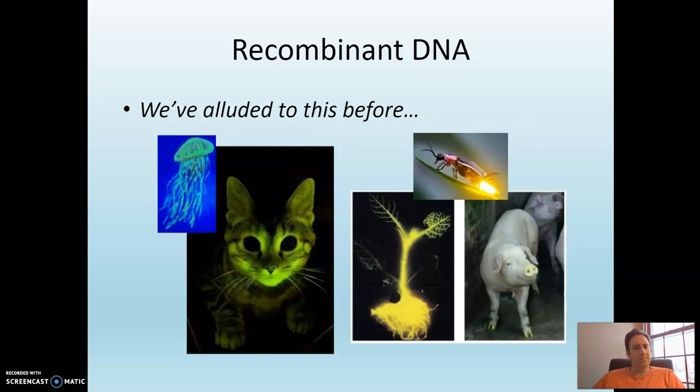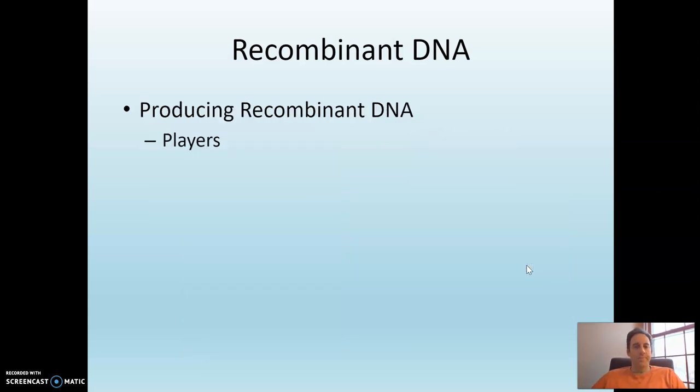We've alluded to this a little bit before. If you recall, we talked about how you can take the gene that causes bioluminescence in a jellyfish, put it into a cat embryo, and then that protein will be expressed in the cat and cause it to sort of glow, which is awesome. Or the firefly gene, that protein that causes the firefly light to blink, can be put into a tobacco plant or a pig and cause them to light up, so to speak.